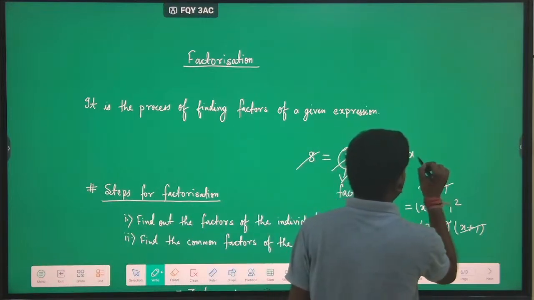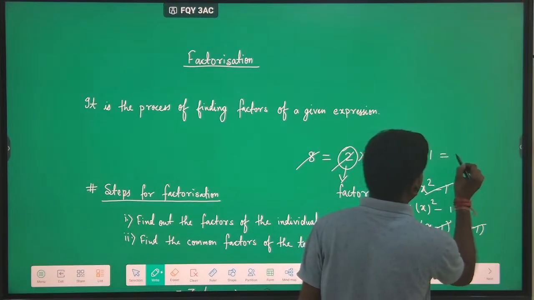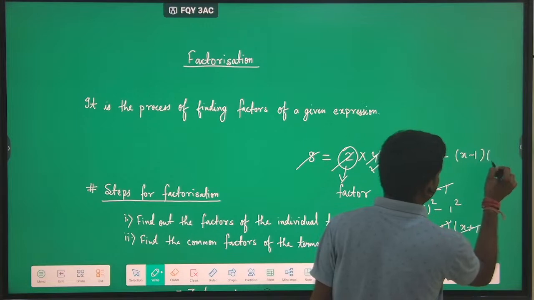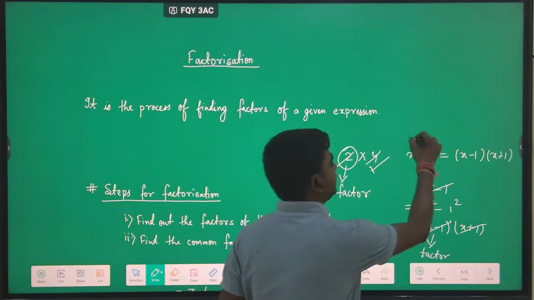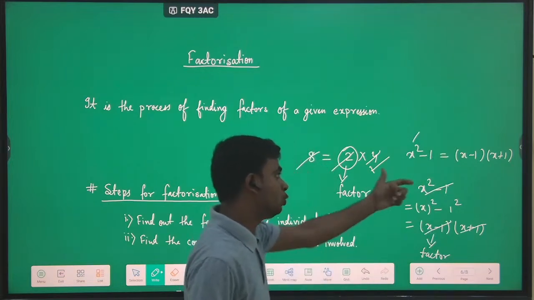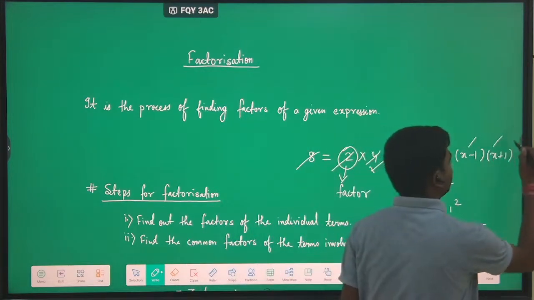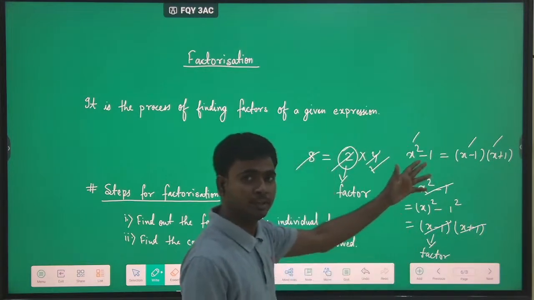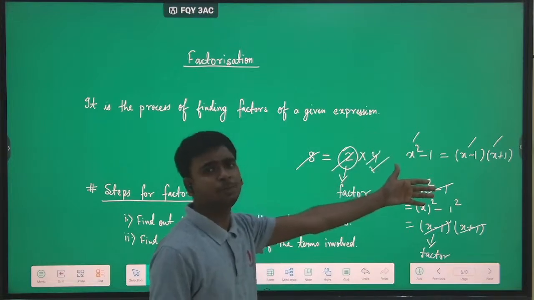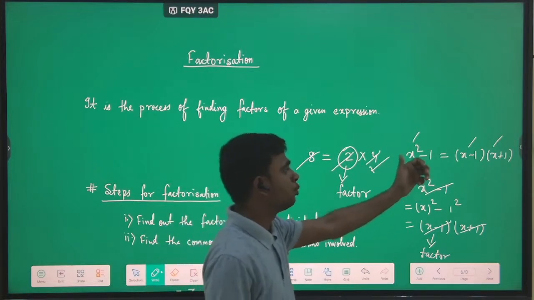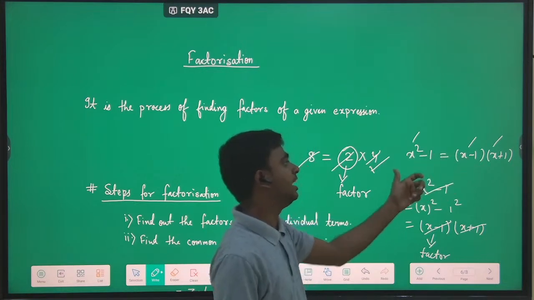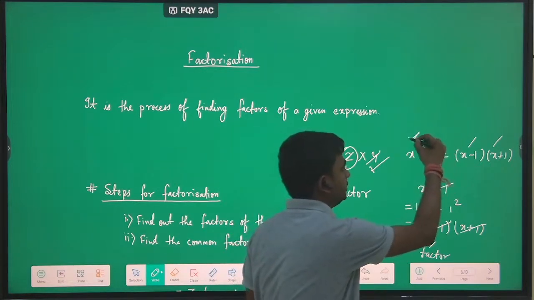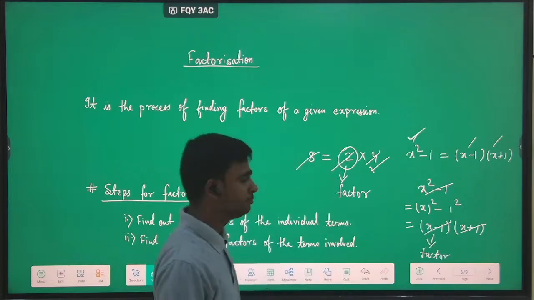So if we are writing this x square minus 1 as x minus 1 into x plus 1, what are we doing? We are factorizing this x square minus 1 into factors, that is x minus 1 into x plus 1. Are you getting it? It is very simple. We have to make products of different algebraic expressions which completely divide this algebraic expression.